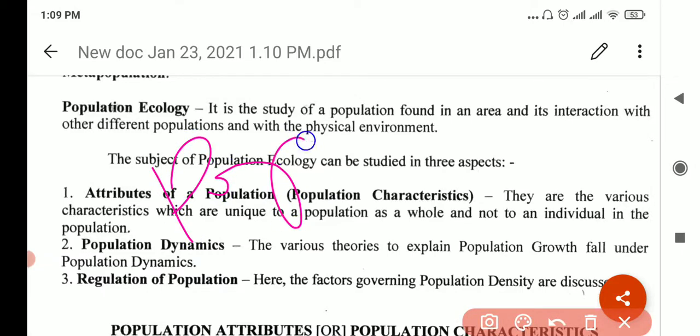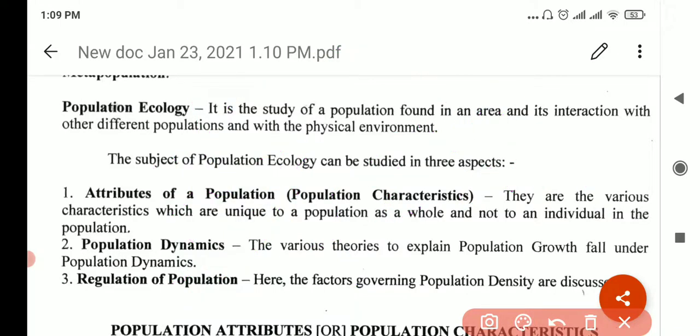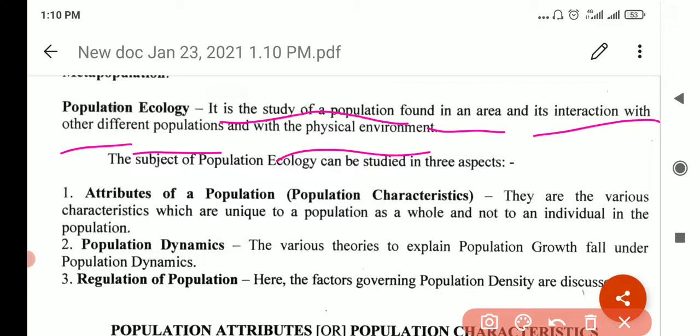You know what a population is, and you know that ecology is the study of how organisms interact with their environment. So you just combine these two definitions and you get: it is a study of the population that we find in one area, and how they interact with the different populations nearby and how they react with the environment that it is present in. So just look at the definition. It is a study of a population found in an area and its interaction with other different populations and with the physical environment.